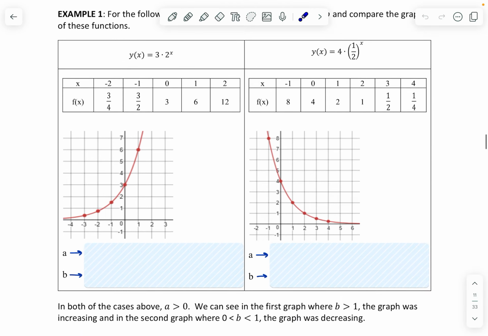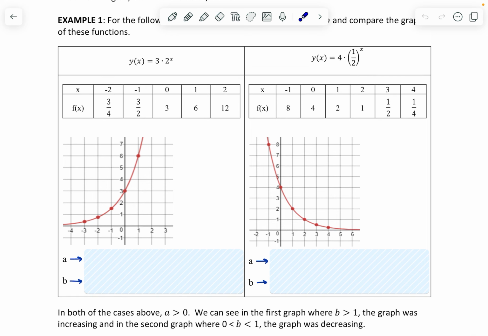Looking at our graphs and our tables, we wouldn't even really need the functions, right? We know, and let's just look at this example first. We know what our starting value is just by looking. When x is 0, what's y? 3. So a is 3. It's our starting value. And looking at our graph, that's our y-intercept, 0, 3. So 3 is our starting value, a.